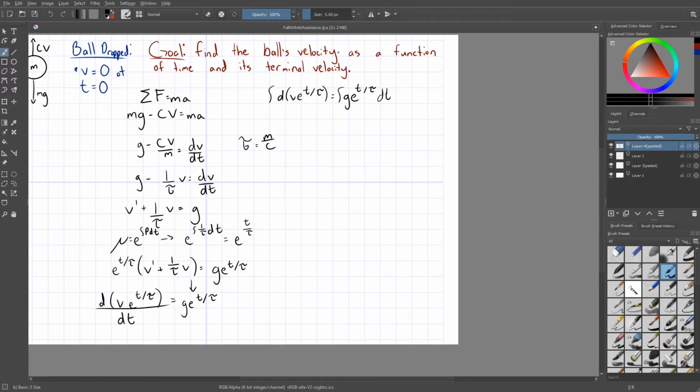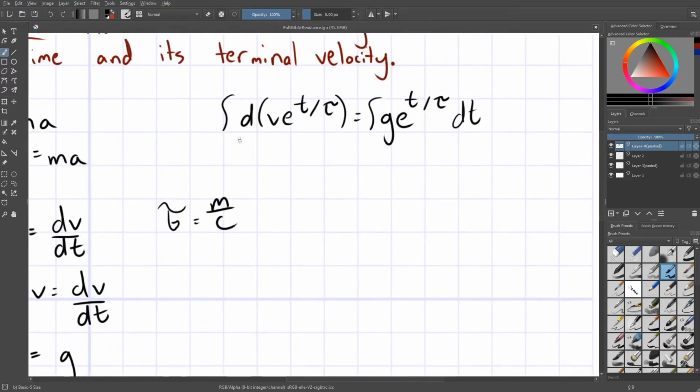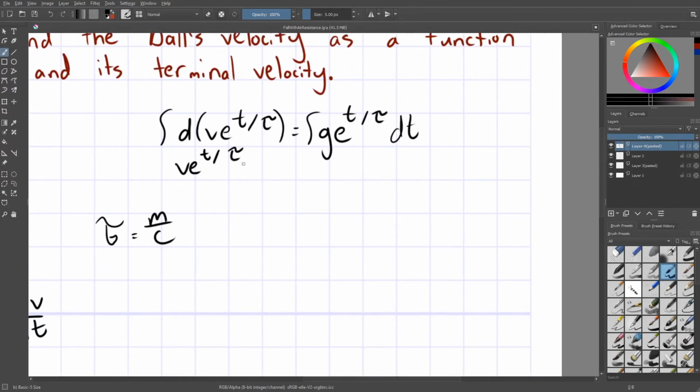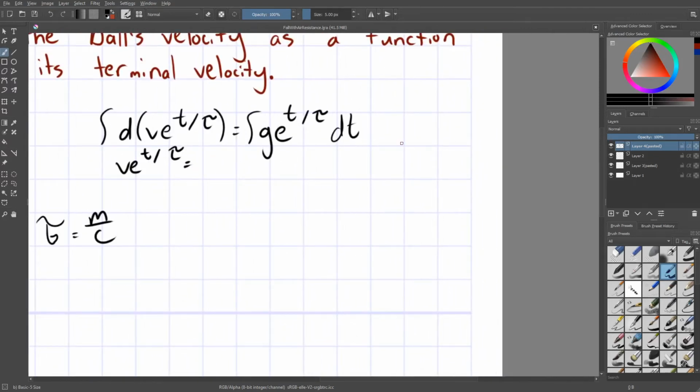So I can integrate both sides now. This left side, of course, is just going to be Ve^(t/τ) plus a constant. We'll add the constant when I do this right side. So we're going to have to use u-substitution for this integral. We just say u equals t over τ, du equals 1 over τ dt, therefore dt equals τ du.